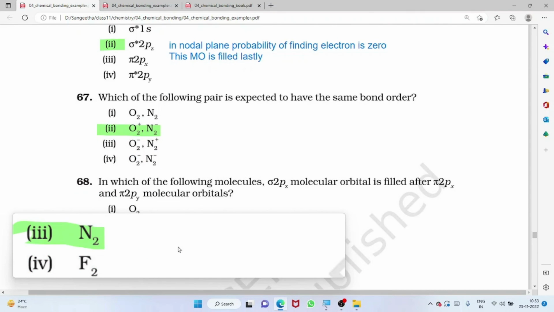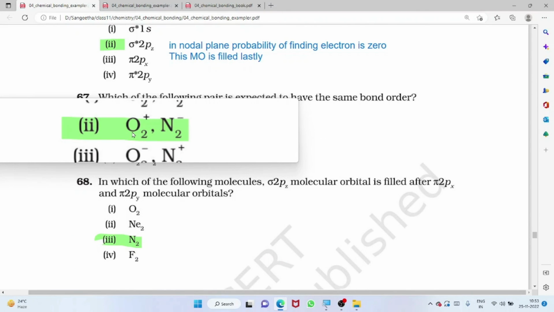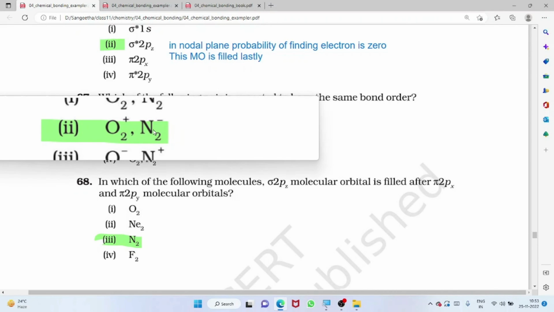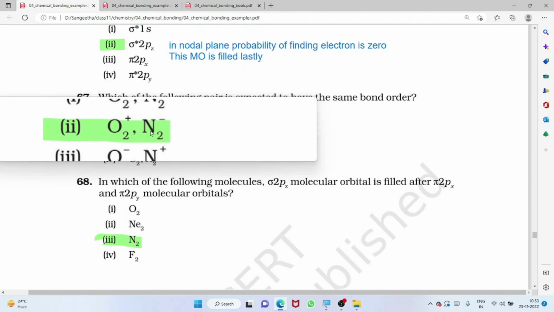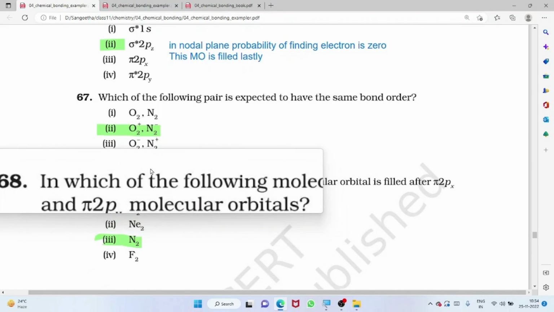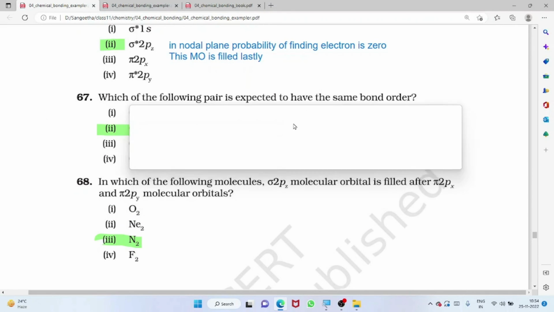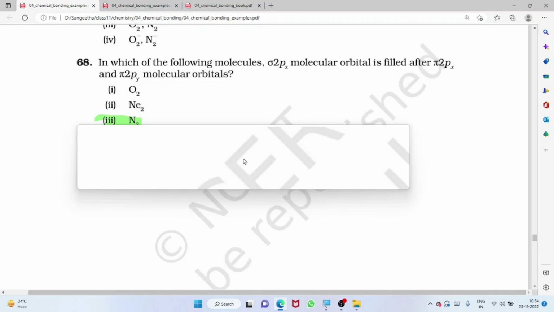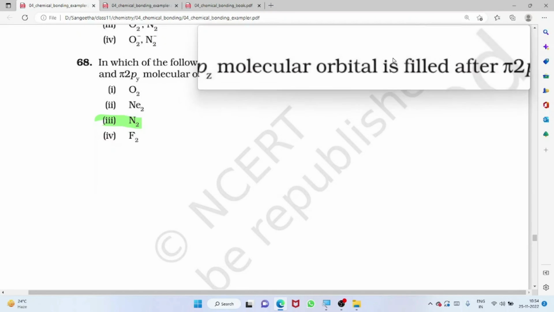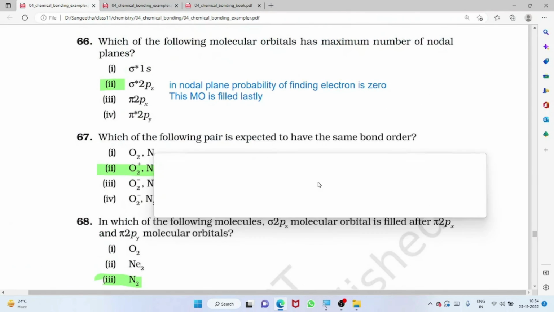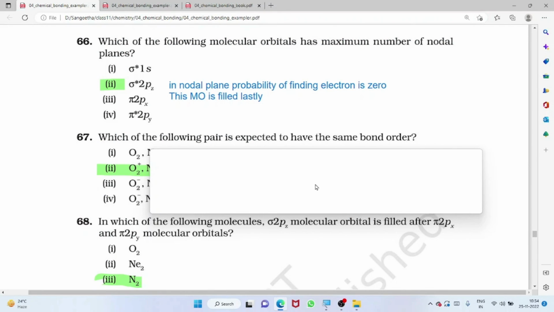Which of the following is expected to have the same bond order? Here O2 plus has 16 minus 1, which is 15 electrons; N2 minus has 14 plus 1, which is 15. So you can draw the molecular orbitals; although their energy levels are different, they will have the same bond order. In which of the following molecules is the orbital filled after this? This is important. This is in nitrogen, which I already showed you. So all the concepts will be clear. You go through the books and read repeatedly.